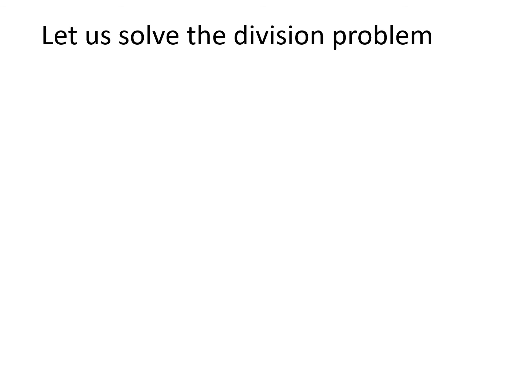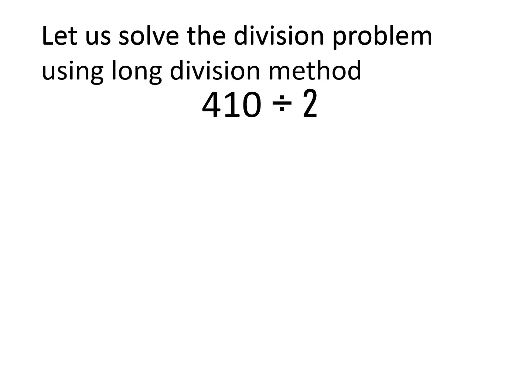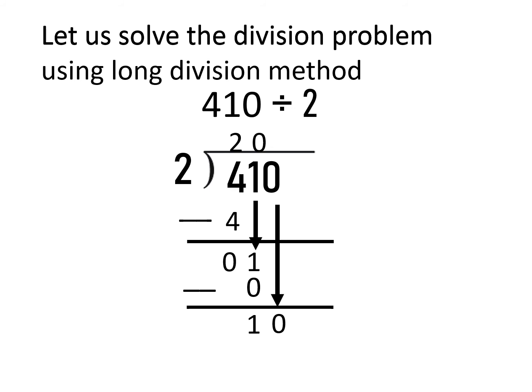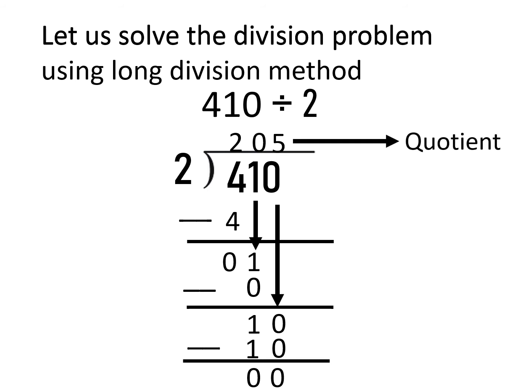Let us solve the division problem using long division method. The number given here is 410 divided by 2. 2 taken 2 times is 4. 4 take away 4, 0. Bring down 1. We cannot divide 1 among 2. So put 0 on top and 0 down and subtract to get 1. Now bring down 0. Now the number becomes 10. 2 taken 5 times is 10. Let us subtract, which leaves the number 0. 205 is the quotient and 0 is the remainder.